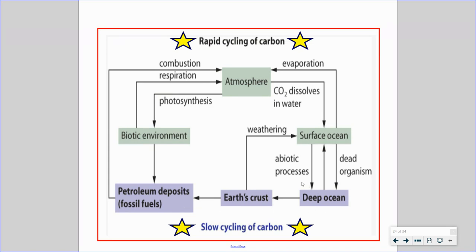Another quick part of the fast and slow cycle is the fossil fuels part. This bottom slow cycling takes a long time, but we then add carbon back into the fast cycle through something called combustion, or burning of fossil fuels. This is, like I said, the human impact side that we're going to talk a bit more about.